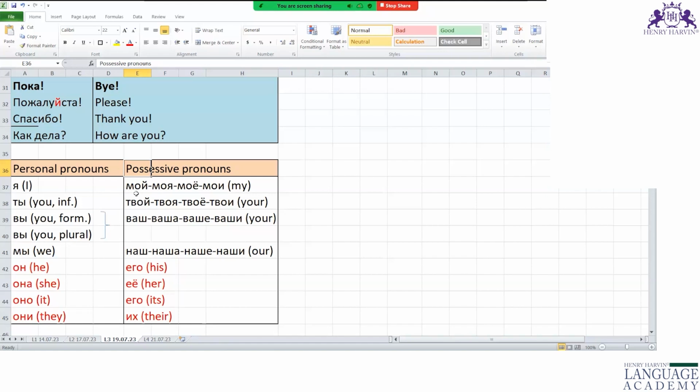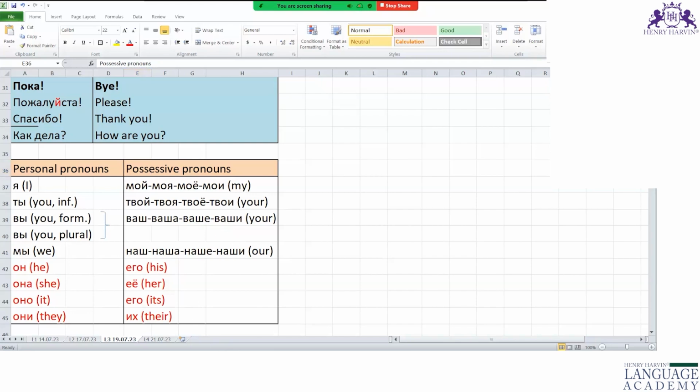Okay, so я we change to мой, моя, моё, мои, ты, твой, твоя, твоё, твои, вы, formal you, ваш, ваша, ваше, ваши, и мы, наш, наша, наше, наши. So we have the word like your and our. Ваш, наш, ваше, наша, ваше, наше, ваши, наши.